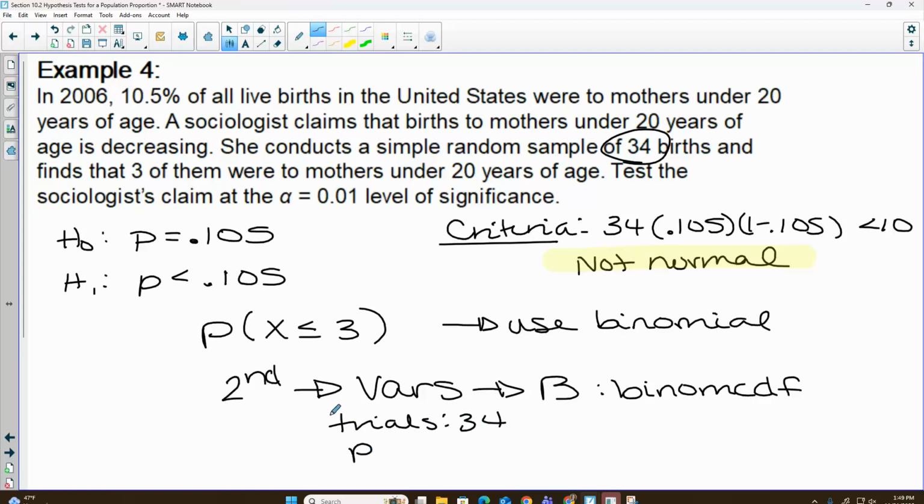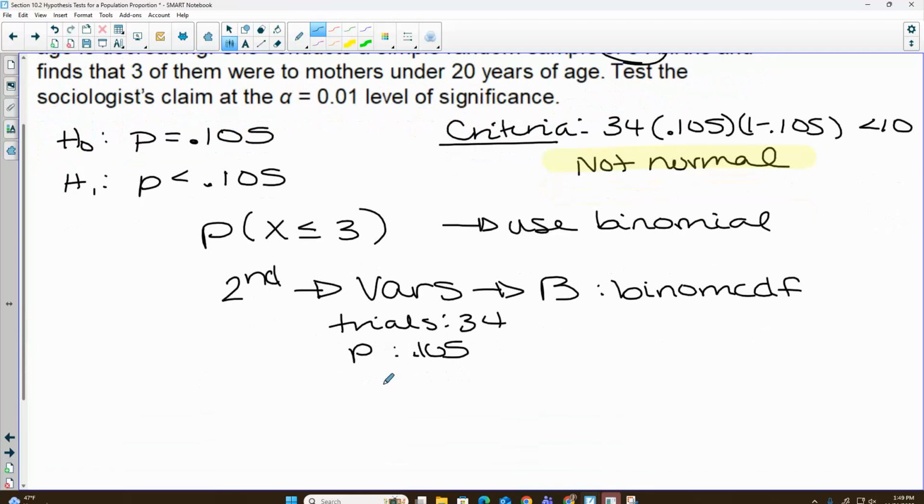Okay, what is my P? What is my X? That's the 3. If you hit enter, it actually gives it to us. So 0.5149.